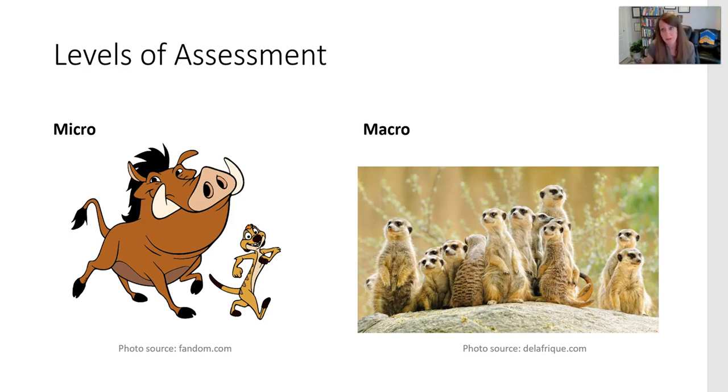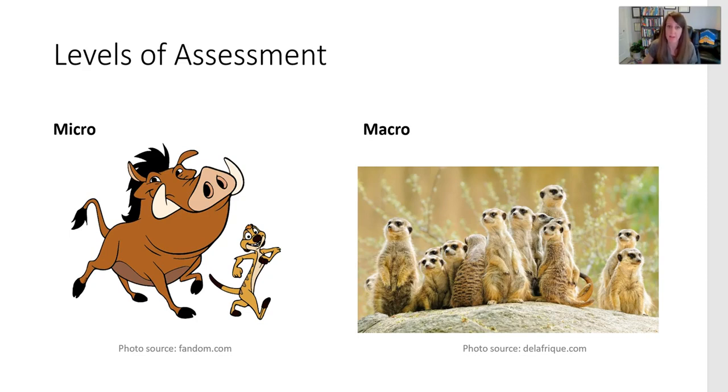For this presentation, I'm talking about needs assessment focusing more on a macro level. On the micro level, think about our friends Timon and Pumbaa from The Lion King. Timon is an individual meerkat. If you were doing an assessment on Timon specifically, you might look at his needs, his strengths, his cross-species friendships and his sense of humor, for example, and see what specifically are his needs and opportunities.